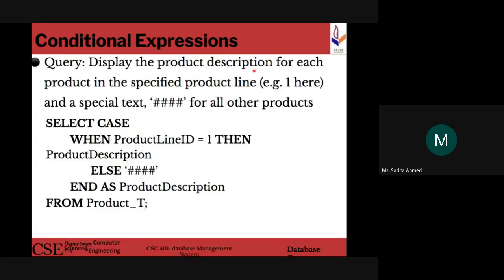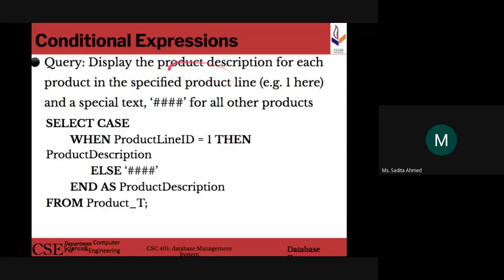Let's say for example, product line ID 1, in product line ID 1 all the products that are there. Product line ID 1, let's say it represents all t-shirts. ঠিক আছে, t-shirt এর আন্ডারে যতগুলো প্রোডাক্ট আছে সবগুলো প্রোডাক্টের product description display করো, simply something like that. And all the products that are not from this specified product line, for those products display hash hash hash hash, this specific garbage value. So এটা হচ্ছে query টা চাচ্ছে.